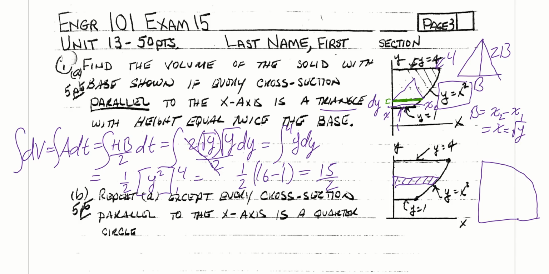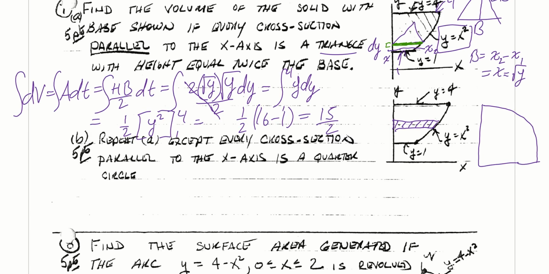So it's going to be the same thing we did before, where we said dV is going to equal the integral of A dt. But instead of height times base over 2, we're really going to have the area of a quarter circle, which is just going to be the area of a circle divided by 4. So it's going to be pi over 4 r squared dt. All right, so this is going to be our r.